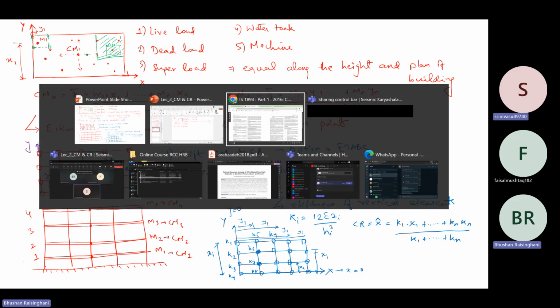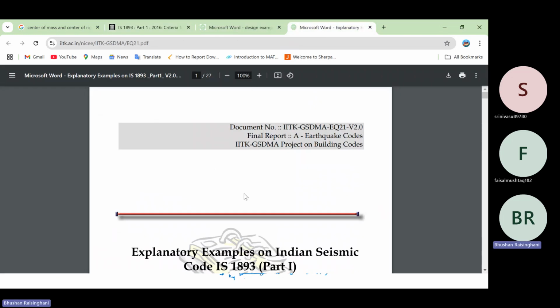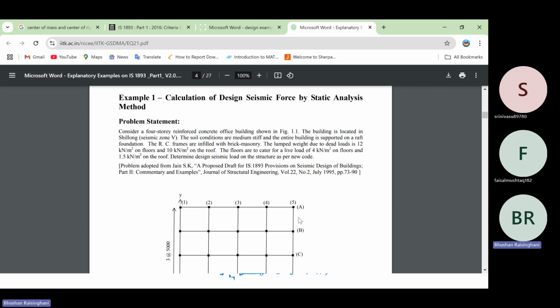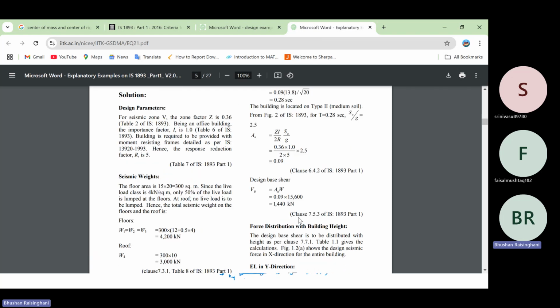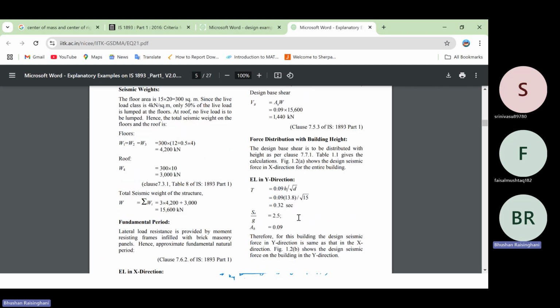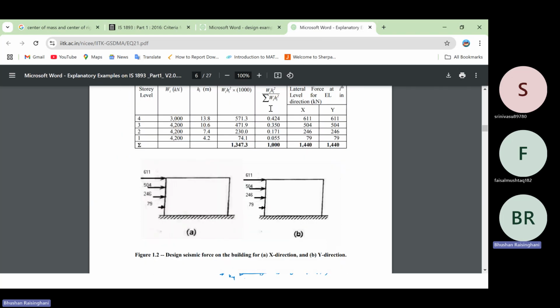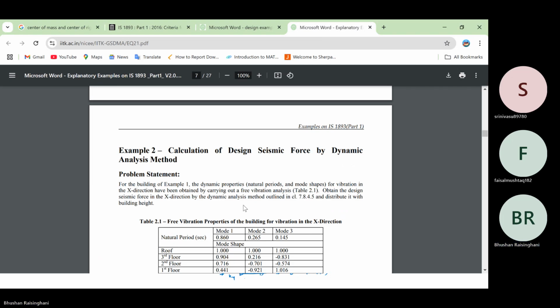Okay, so I have also opened these explanatory examples by IIT Kanpur, so we'll go through that. The first example they have given is for estimating the lateral force, in which they estimated the mass at each floor multiplied by Ah. They got the base shear, time period, and distributed the force along the height using the formula Wi hi square upon sigma Wi hi square. So a very basic problem is solved in the first case.